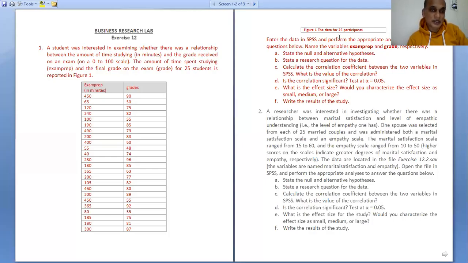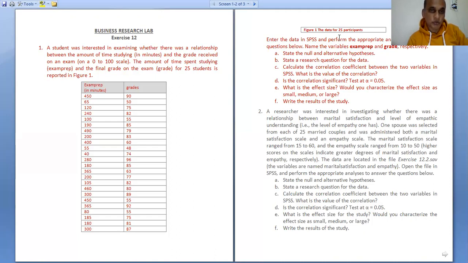Welcome back. In this session on correlation, we are doing exercise 1. If you look at the question here, a student was interested in examining whether there was a relationship between the amount of time studying in minutes and the grade received on an exam on a 0 to 100 scale. The amount of time spent studying is the variable exam prep, and the final grade on the exam, that is grade, the variable name for 25 students, is reported in this figure 1.